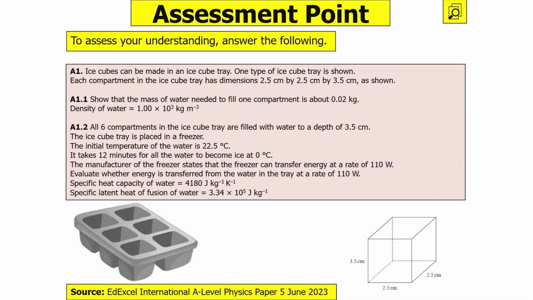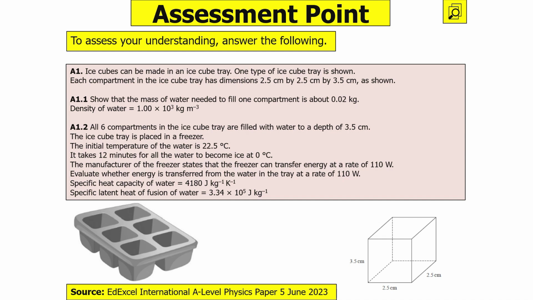The next question says ice cubes can be made in an ice tray. One type of ice cube tray is shown. Each compartment in the ice cube tray has dimensions of 2.5 centimeters by 2.5 centimeters by 3.5 centimeters as shown. Show that the mass of the water needed to fill one compartment is about 0.020 kilograms.